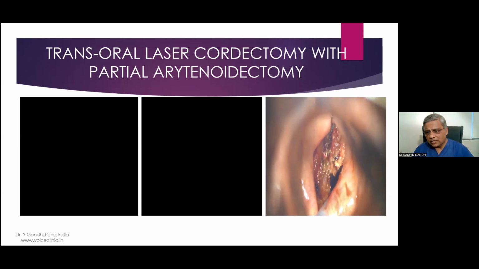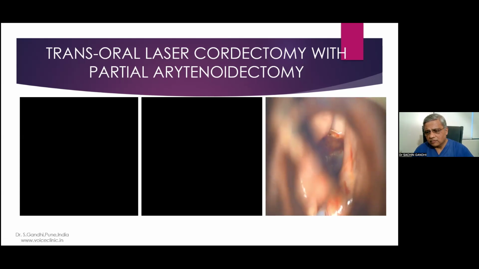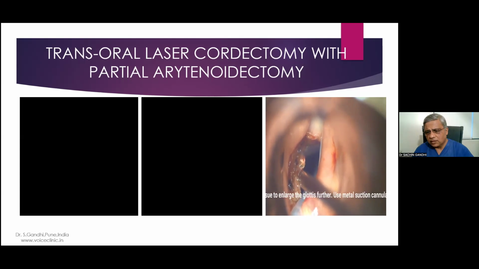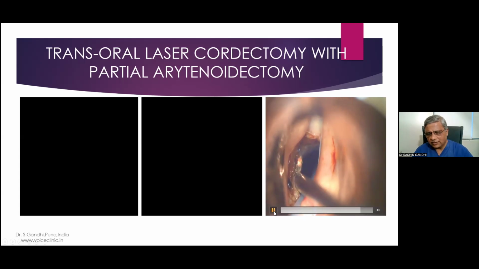This is a vocalis muscle we are dissecting. If necessary, vaporize the soft tissue to enlarge the glottis further. Use metal suction cannula as backstop to protect the trachea. This is a scanning mode of the CO2 laser. And then you open up the larynx.